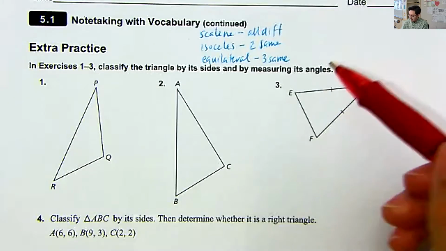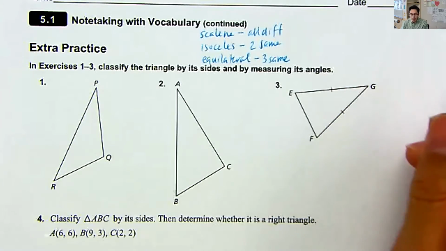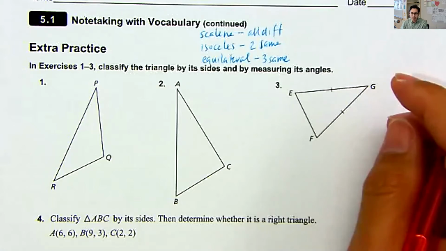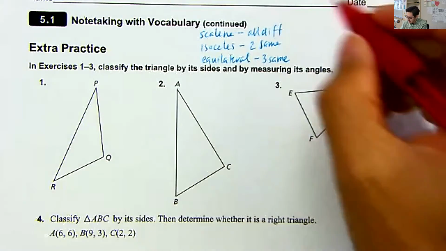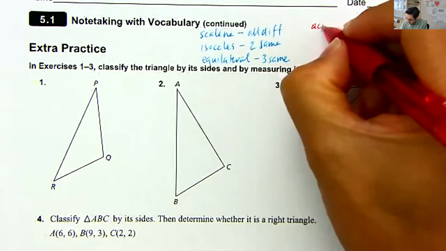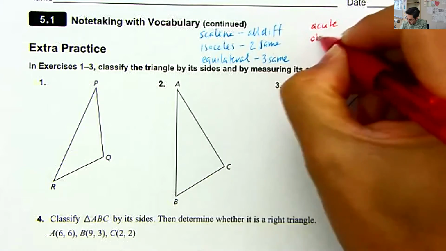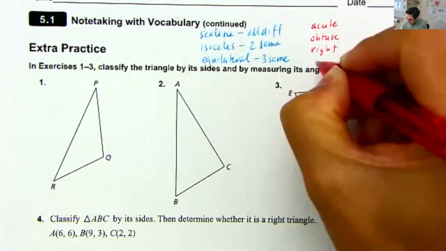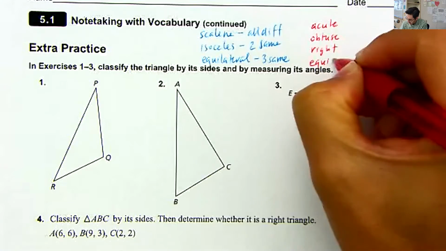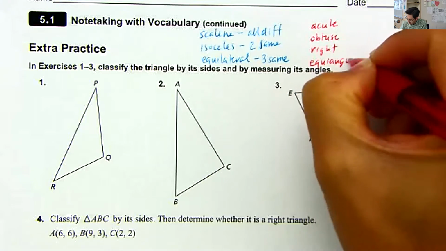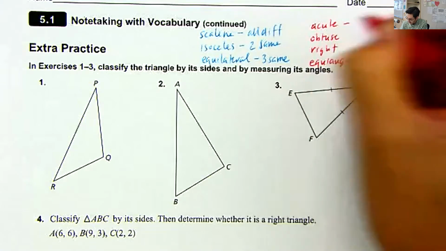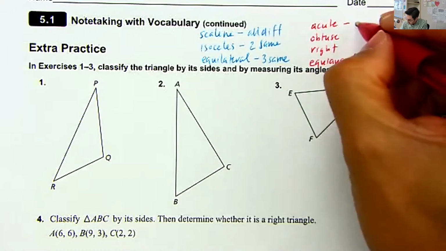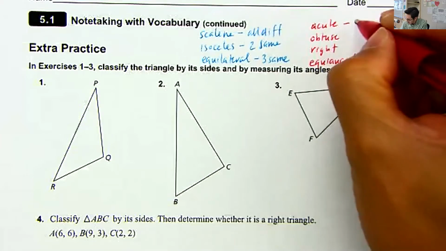All right. As far as angles are concerned, we have, I believe, 4 different ways of naming a triangle based on its angles. There is acute, obtuse, right, and then equiangular. Okay. So an acute triangle is when all 3 sides are acute. Sorry, all 3 angles are acute.